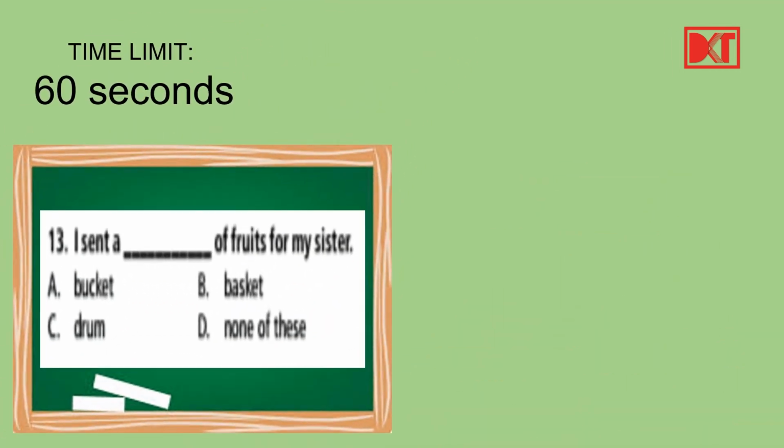Okay, here I sent a dash of fruits for my sister. A bucket of fruits, a basket of fruits, a drum of fruits. Fruits again, this is also pretty easy. I'm pretty sure you know this one. I sent a basket of fruits for my sister. Alright. The collective noun for fruits is basket.